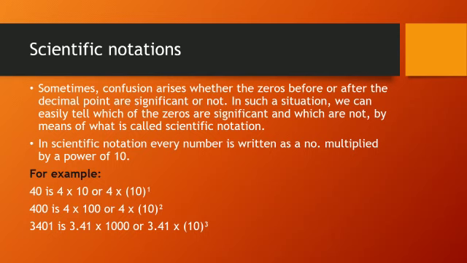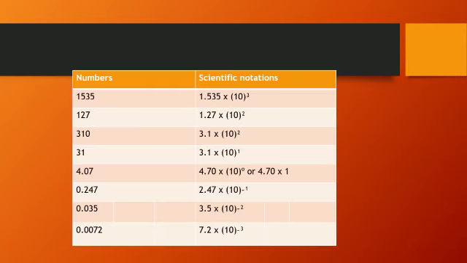The other number is 400. 4 multiplied by 100 or 4 into 10 raised to power 2. The other number is 3401, written as 3.41 into 1000 or 3.41 into 10 raised to power 3. There are some numbers and their scientific notation. The number 1535 is written as 1.535 into 10 raised to power 3.